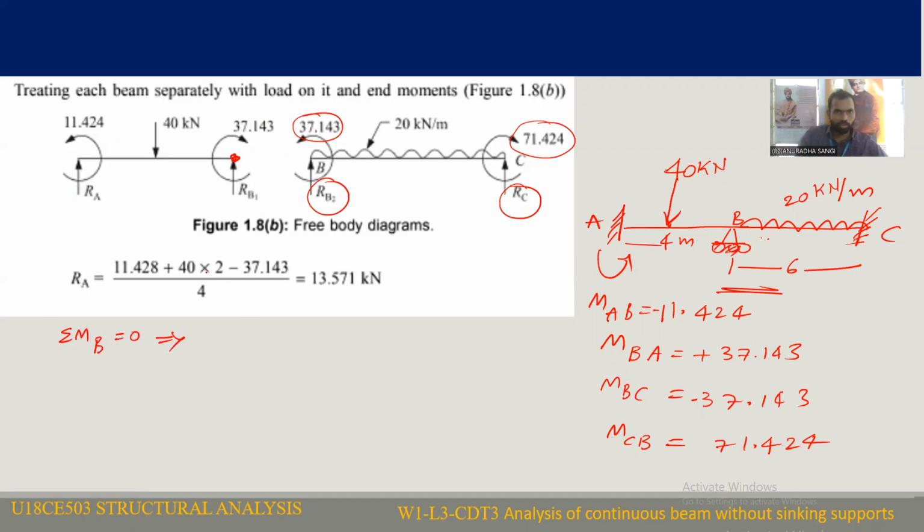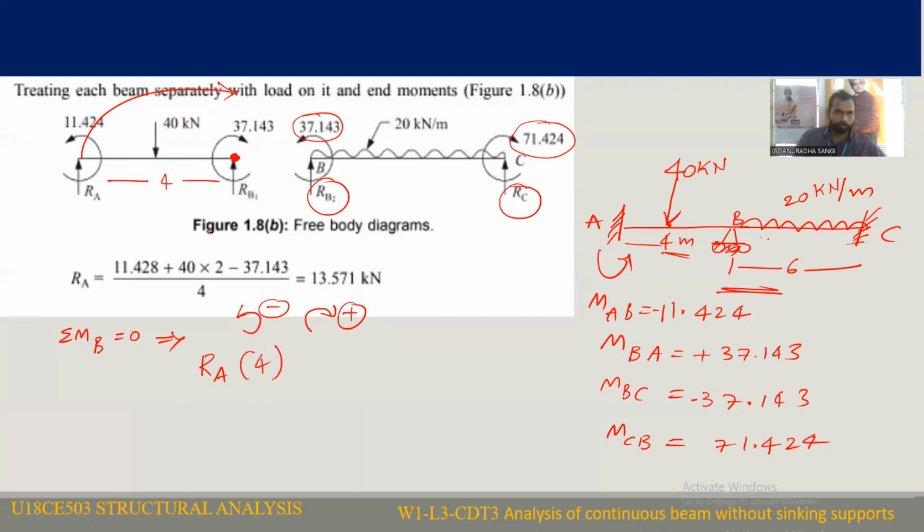I'm considering anti-clockwise as negative and clockwise as positive for the calculation of RA value by taking moment about B. So now here we have RA. RA effect with respect to B is acting in clockwise direction, so clockwise will be considered positive: RA into this span. The span is 4 meters, so RA into 4, which is producing clockwise effect.